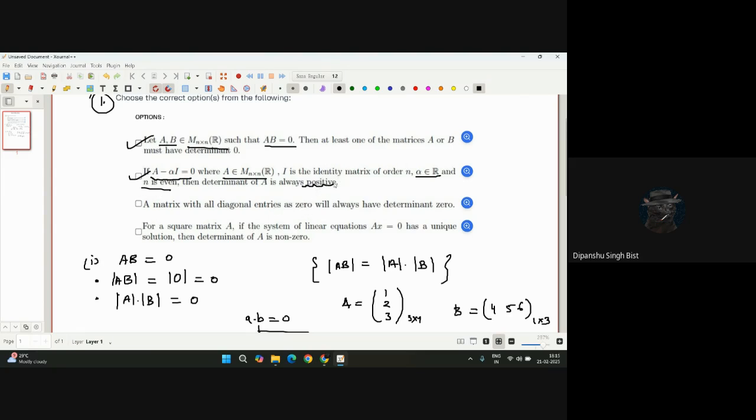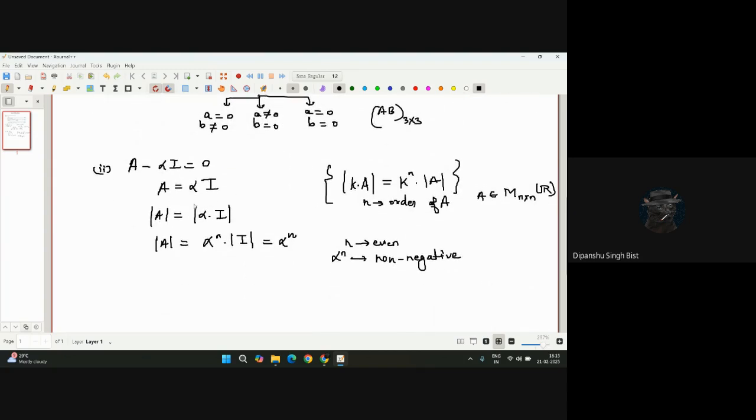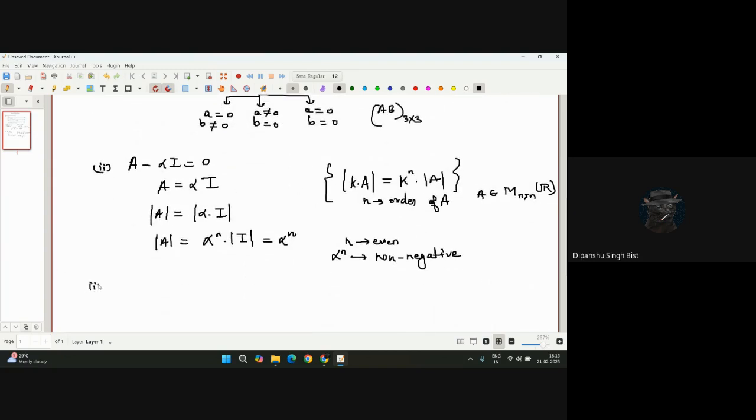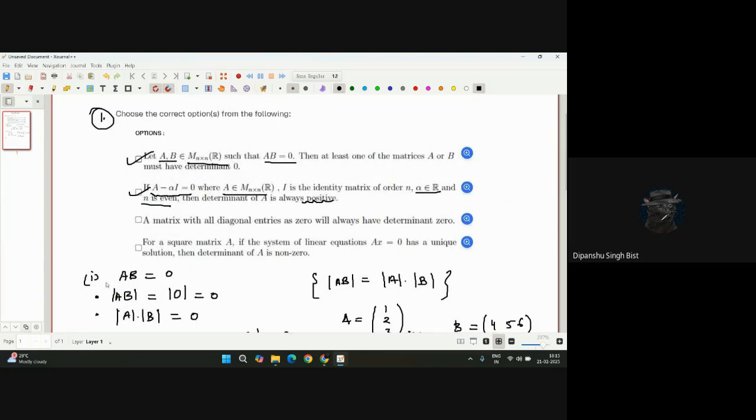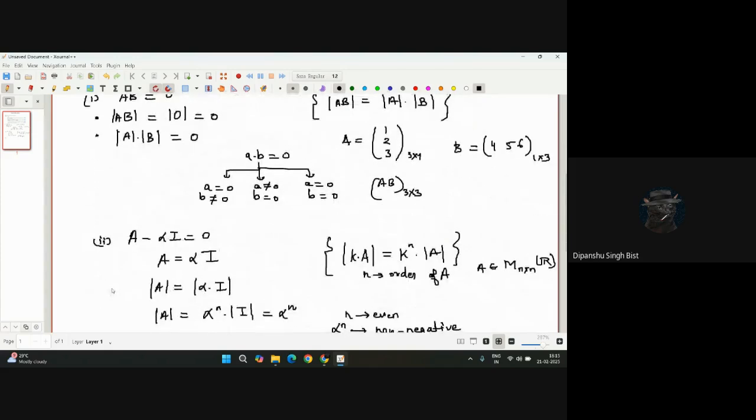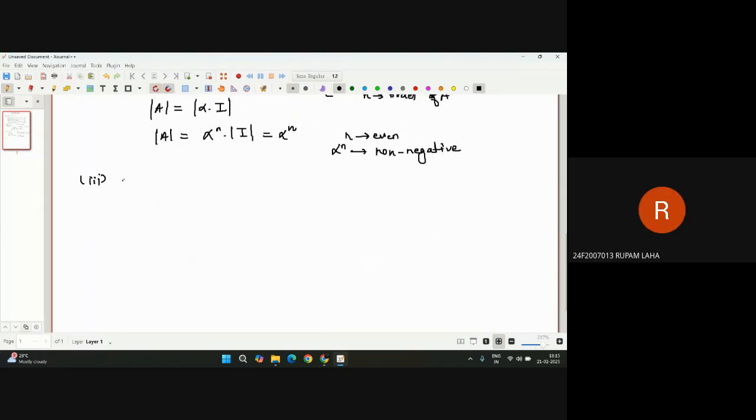So here the more correct term would have been non-negative in the option. But let's consider 0 as positive for now. Moving to option 3, it says a matrix with all diagonal entries as 0 will always have determinant 0. So is this option correct? No, this is not necessarily so. Let's take a counter example for it.